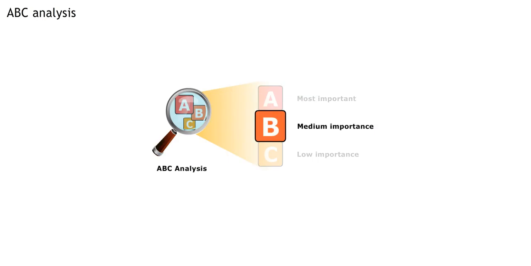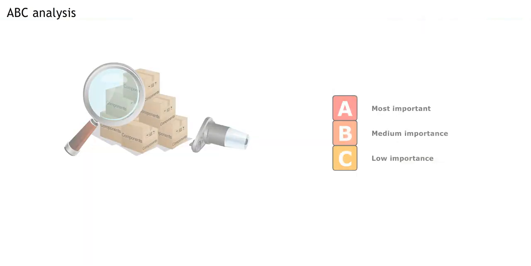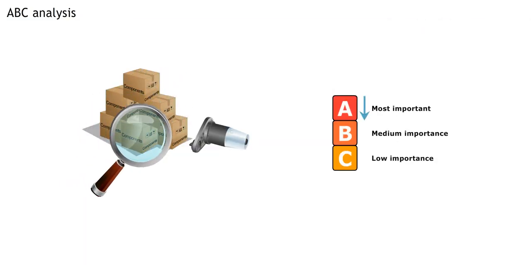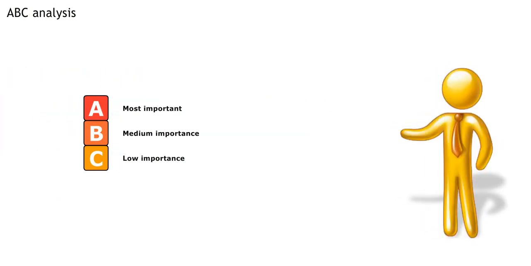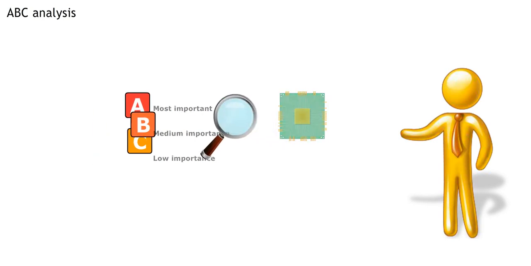Ouch! And B items? The metallic jets that go on all our coffee machines are an example. We don't watch them as carefully as A items, but more than the C items. Each organization has its own threshold values for A, B, and C items. ABC analysis tells you how closely an item is monitored.